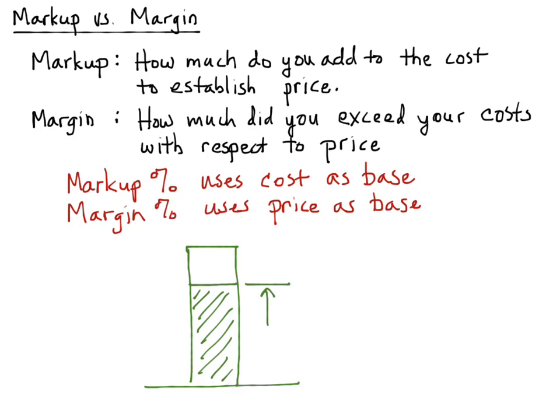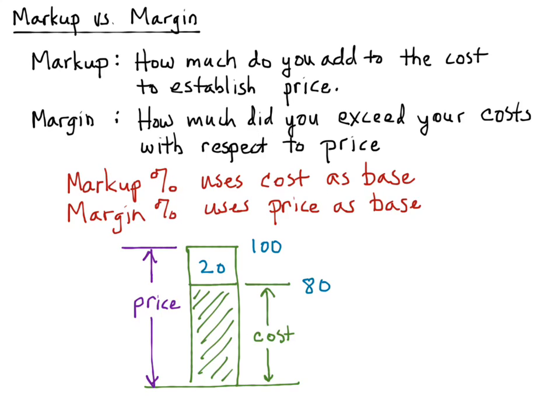So let me make a little graph. Here we have, let's say, what something costs and what the price is in a business. Hopefully you're always selling at a higher price than your cost, right? So you have this cost and this price. If that price is 100 and the cost is 80, the difference between the price and the cost is 20.